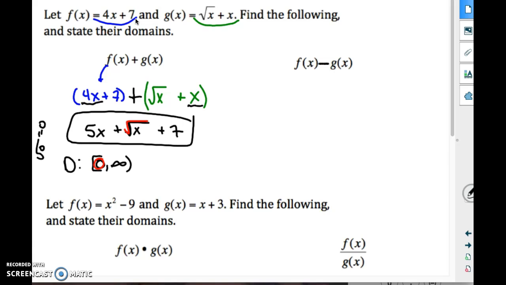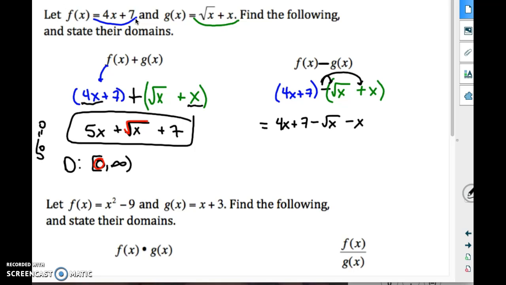So now they want us to do f minus g. So f is 4x plus 7 minus g of x, the square root of x plus x. We need to distribute this negative into the green parenthesis. So we have 4x plus 7 minus the square root of x minus x. Let's put our like terms together, 4x and negative x would be a positive 3x, then minus the square root of x plus 7.